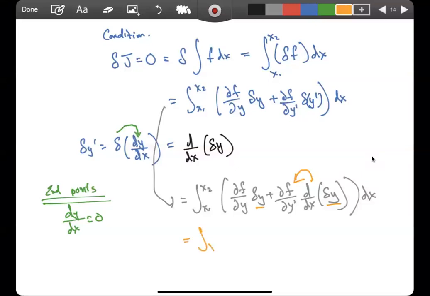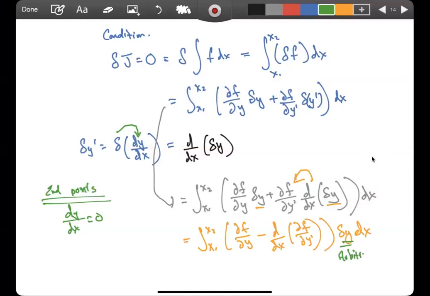This guy becomes equal to the integral from x1 to x2 of the partial of f with respect to y, minus, from the integration by parts, d/dx of the partial of f with respect to y prime. And now since every term is multiplied by the variation of y, we pull that guy out. This becomes dx. And again, since the variation here must be arbitrary, it can't be 0. So when this thing is ultimately equal to 0, that means the integrand has to be 0, which again gives me the Euler equation. So again, ultimately, it's exactly the same thing. The difference is this is actually what's known as virtual work.